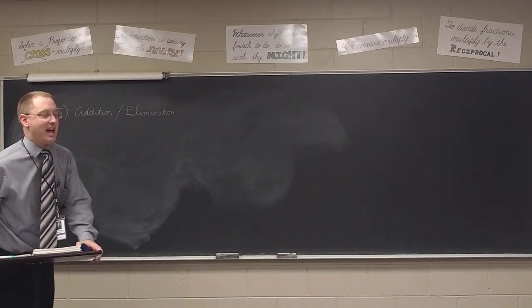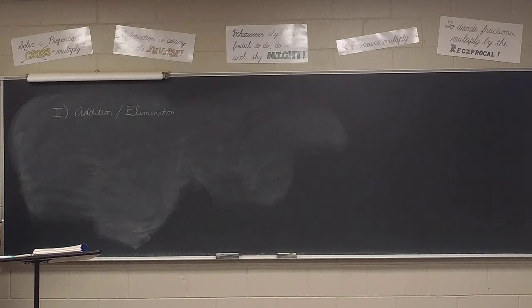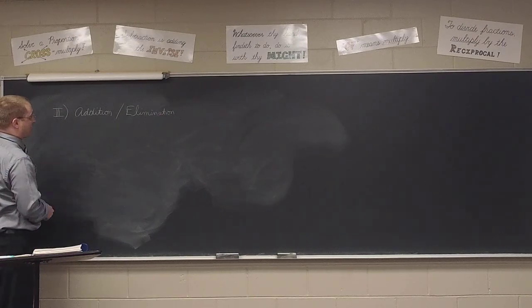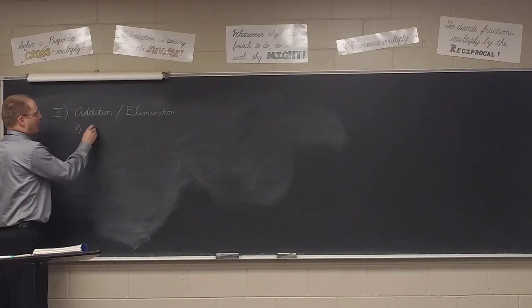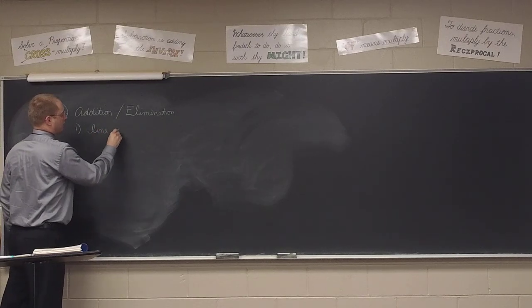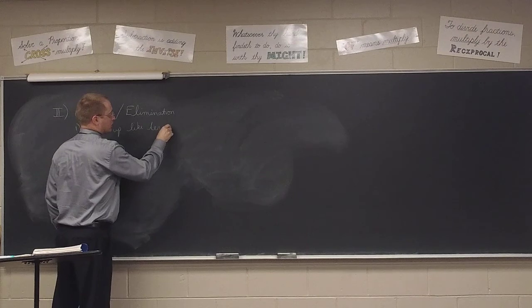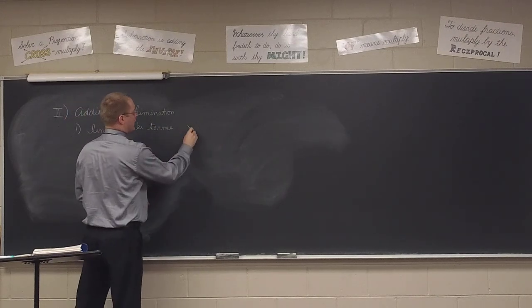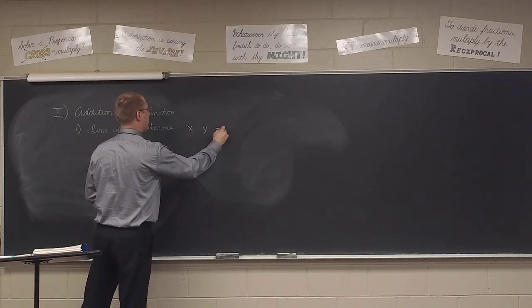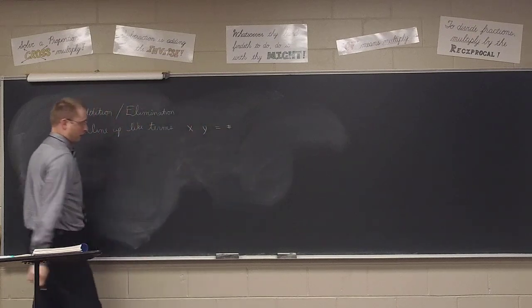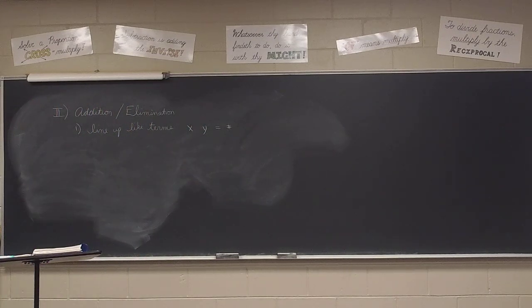Here are our steps in solving a system of equations by the addition or elimination method. Step number one, line up like terms. We want the order x, then y, then equals, then number. It's actually called the general form of a linear equation. You'll learn that later, but we see this format a lot anyway as we look at the systems. There usually are x, then y, then equals, then number.